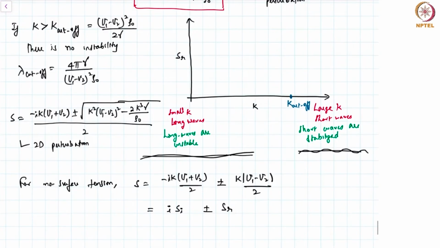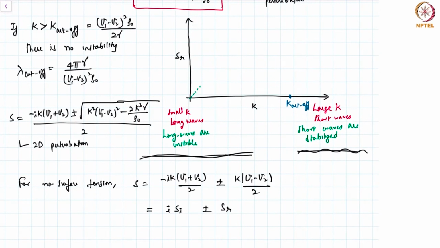So in other words, I can just write down, for large K, surface tension would not be important. I can simply say, in the absence of surface tension, there is an instability whose growth rate increases linearly with K. Correct? That's the linear growth for this gamma equal to 0 case. So it tells you that in the absence of surface tension, waves of all wavelengths are unstable. The shorter the wavelength, the more unstable the wave is. The longer waves are stabilized, but the shorter the wavelength, the more unstable the wave is.